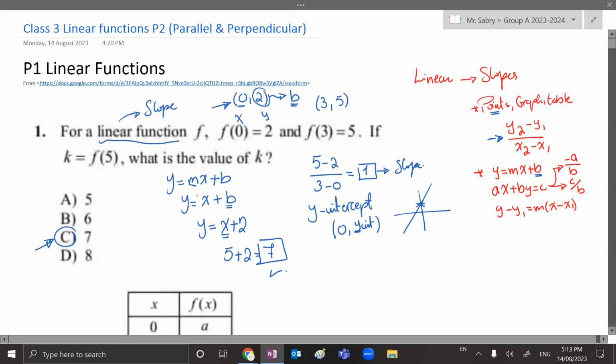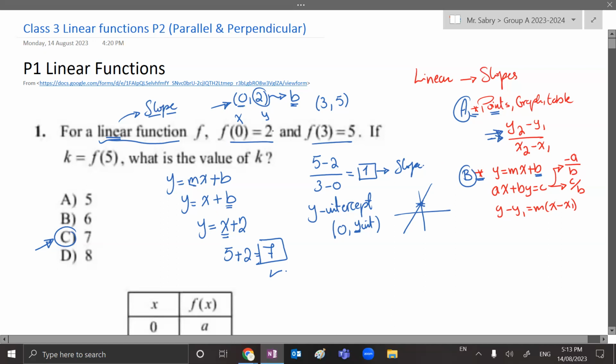Of course. طيب, so what we did is the following. أول whenever we started reading the question we realized the word linear we started thinking of the slope. So we were searching for what's given. Is it the points or graph or table or is it an equation? So when we checked, we realized that f of 0 equals 2 and f of 3 equals 5, those two are considered points. So we used method A then, which is y2 minus y1 over x2 minus x1.